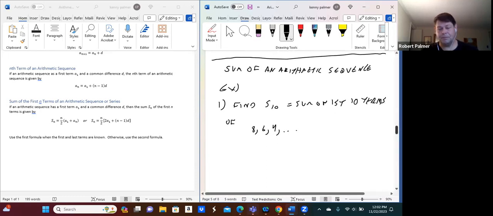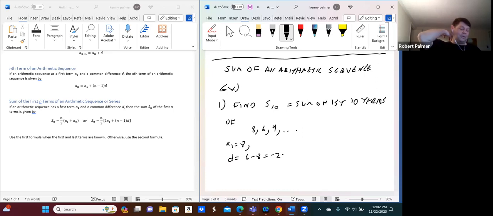Okay. Now, what do we know? So we know that a1, of course, is 8. And then the common difference, just pick one. So if we do, let's start here, for example, 6 minus 8. So this one minus this one is going to be negative 2. So our common difference is negative 2.